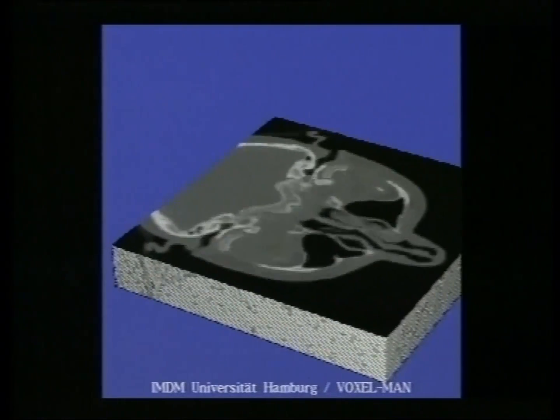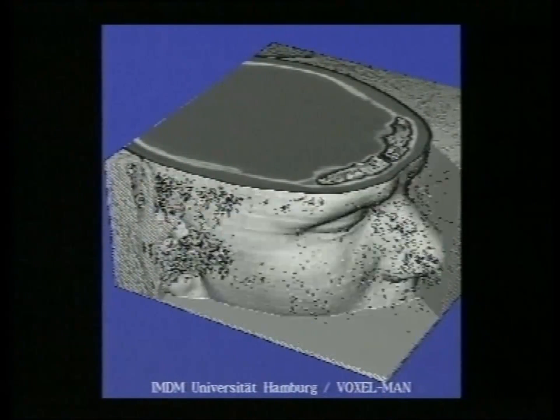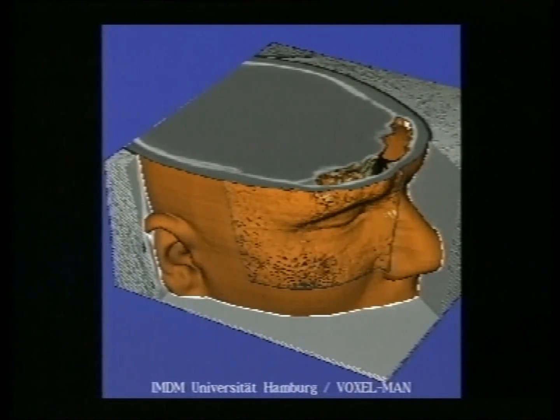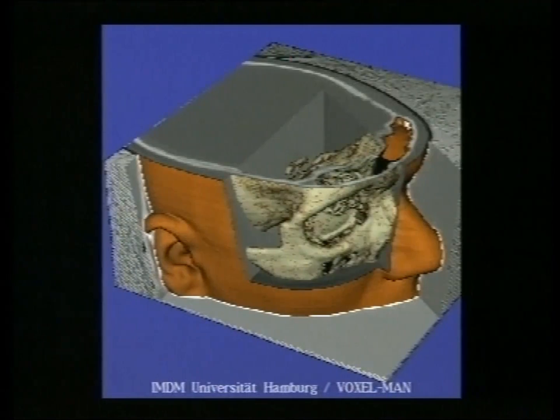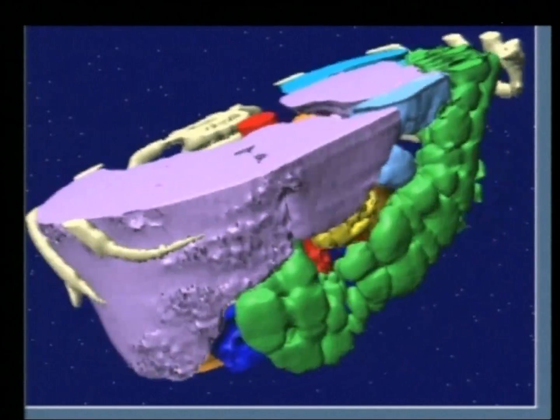The Institute of Mathematics and Computer Science in Medicine of the University of Hamburg has developed such techniques to extract pictures from a stack of cross-sectional images since 1984. The primary goal was to support radiological diagnostics.